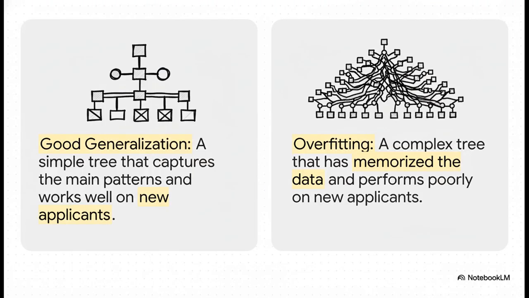It's like a tale of two trees. On the left, you've got a good, simple tree. It gets the big picture, the main patterns. But on the right, you have an overfitted tree. It's this chaotic, complex monster because it's tried to create a special, unique rule for every single person in the past, including all the weird flukes and noise. It's basically memorized the old test, so it's terrible when it sees a new question.